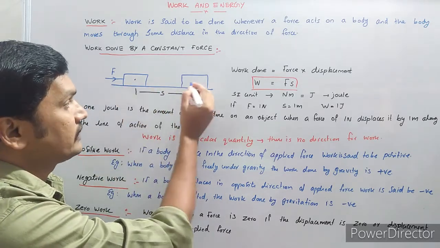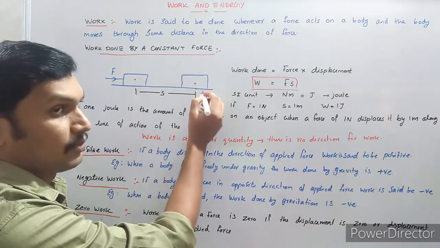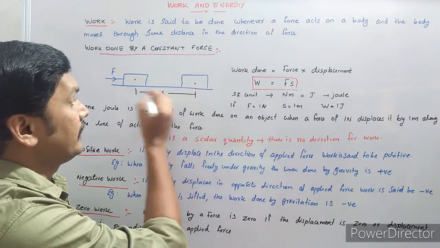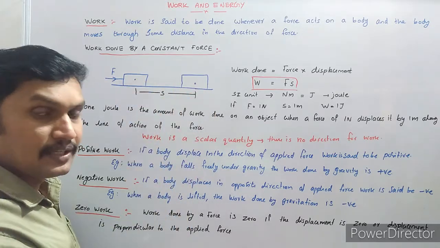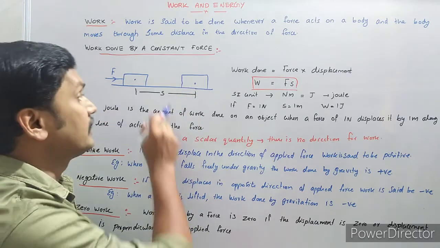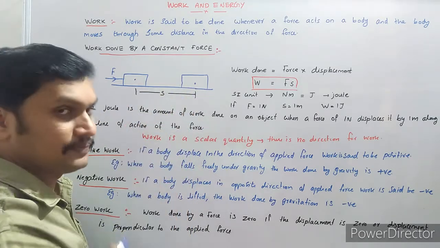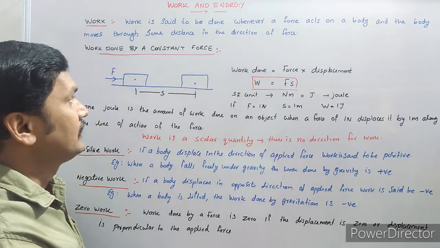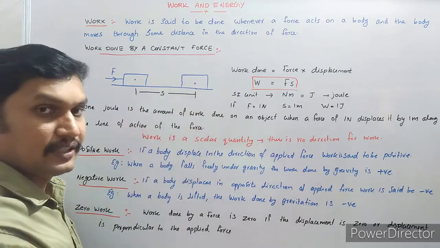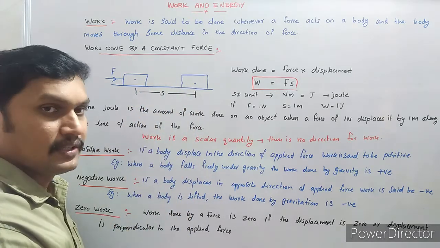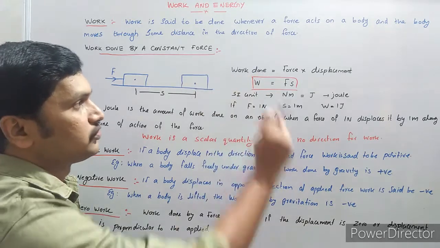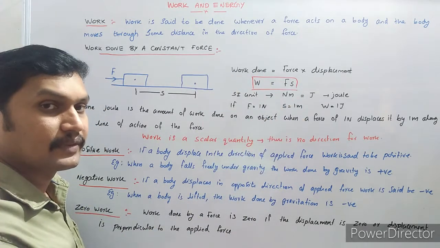After the action of this force, this is the center of the body. This is the position of the body after applying the force. So the distance between the final position and the initial position is s. It's a straight line distance, so this is the displacement. s is the displacement. So after the force F acts, the body is displaced by s. By the definition of work, work done is equal to force into displacement.